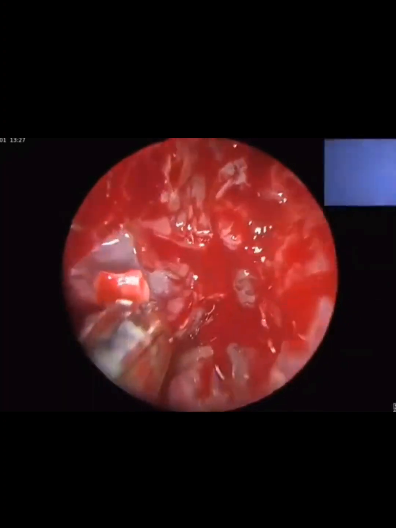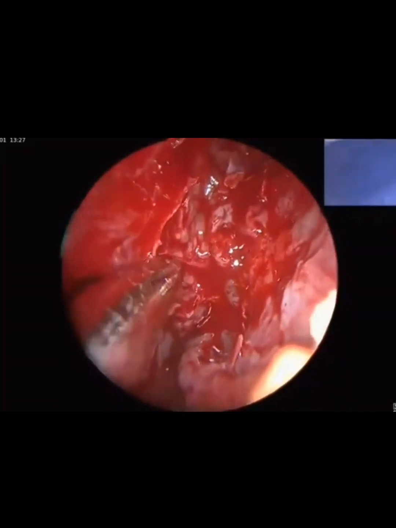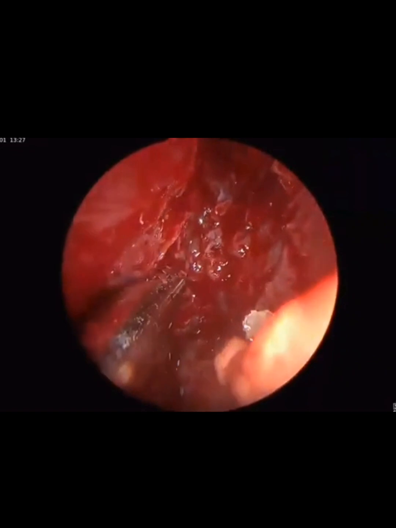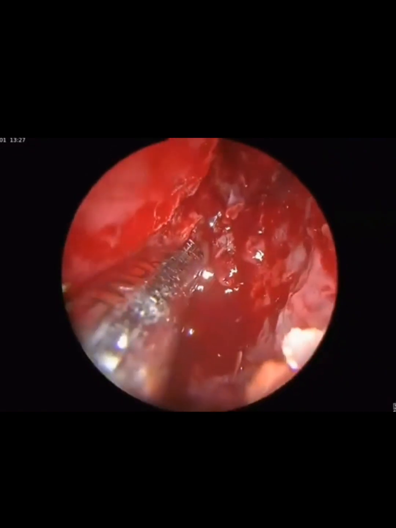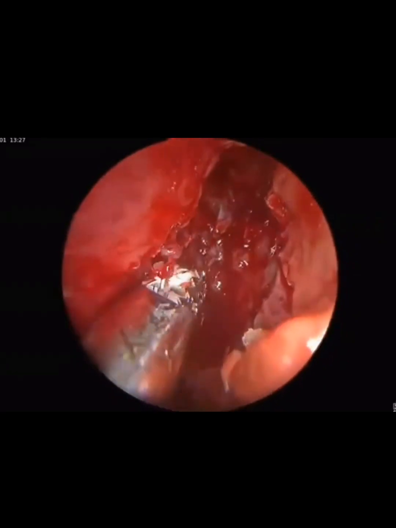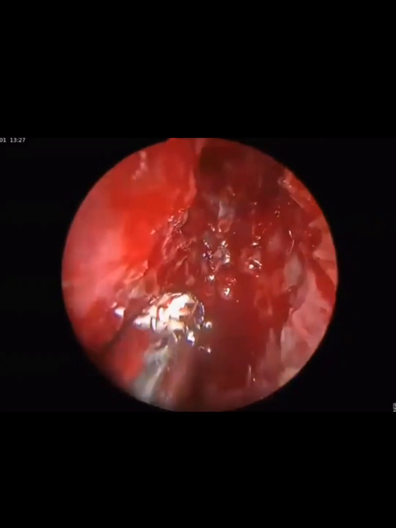Sometimes a Haller cell is here, so you have to remove it also. Don't press the debrider blade again and again. I am telling you all juniors, for the benefit of juniors, don't press the debrider. Okay.